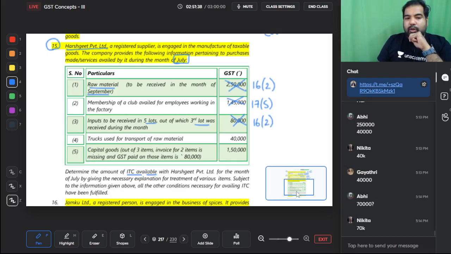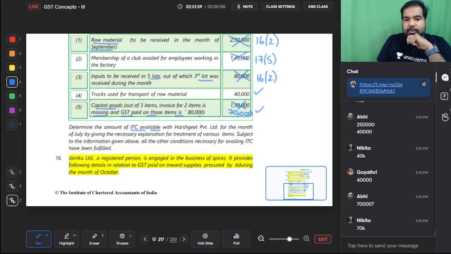Trucks for transport of raw material. You will definitely get this. Why? Because this is GST paid for transportation of goods. And capital goods, out of 3 items, invoice for 2 items is missing and the GST paid on those items is 80. So 80 you will not get. 70 you will get. So 70 and 40, that is 1,10,000 for the month of July.